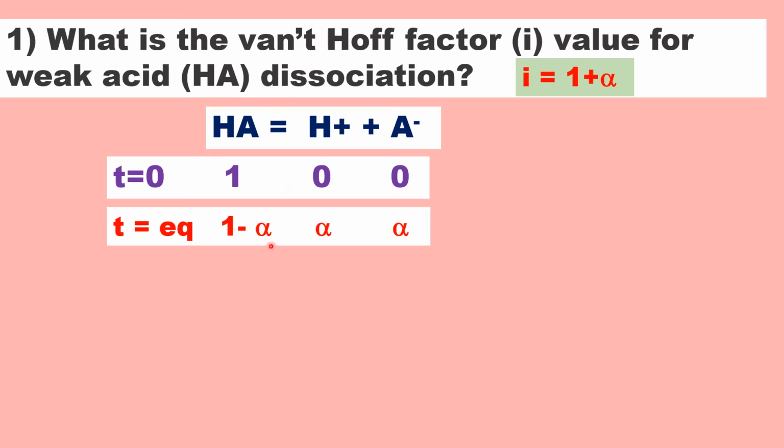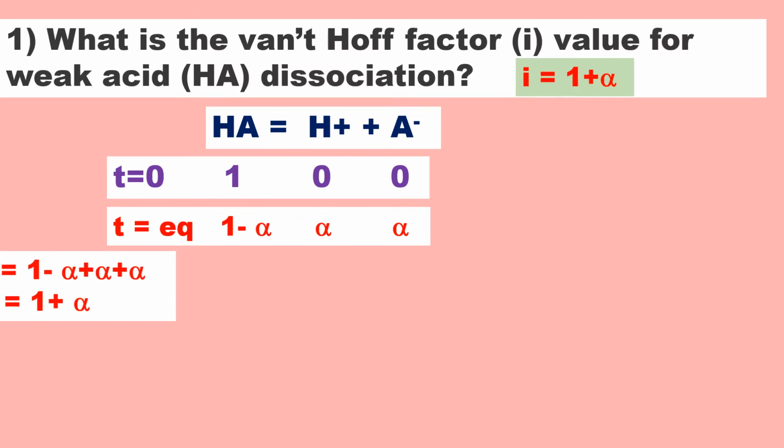alpha, a fraction of the weak acid, is dissociated. Alpha is the fraction of moles dissociated. Therefore, this much is formed. 1 mole of HA gives 1 mole of H plus and 1 mole of A minus. Therefore, alpha, alpha, and 1 minus alpha.